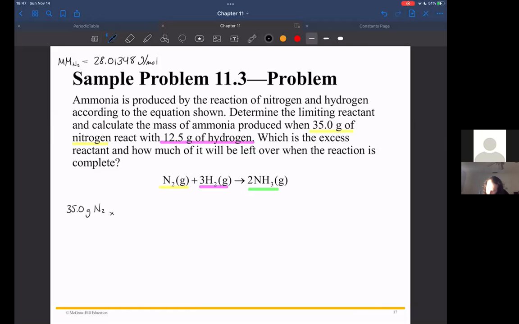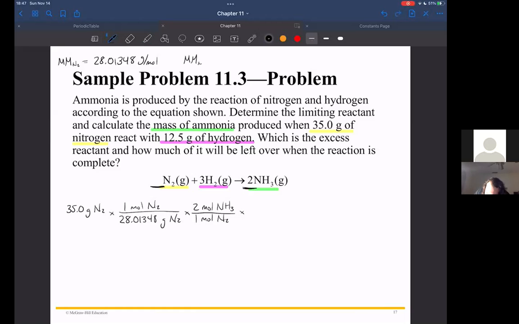So since I'm trying to go from grams to moles, I'm going to divide by my molar mass. 28.01348 grams of nitrogen gas would give me 1 mole of nitrogen gas. And then I'm going to use the mole ratio from my balanced chemical equation to jump from moles of nitrogen to moles of ammonia. My balanced chemical equation is telling me that 1 mole of nitrogen gives me 2 moles of ammonia. And then it asks for the mass of ammonia produced, so I need to go from moles of ammonia to grams of ammonia.